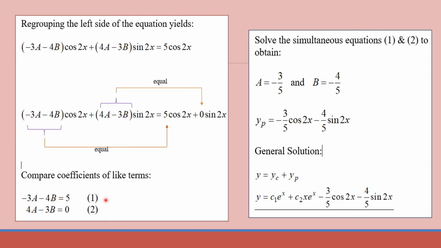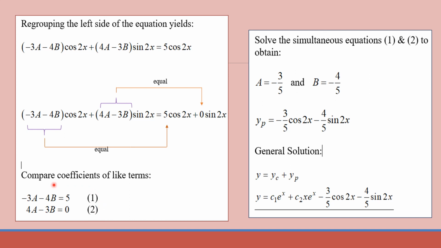I call this equation number 1. On the left side, there is a function sin 2x, and the coefficient of sin 2x is given by 4a minus 3b. On the right side, there is no function involving sin 2x. That means the coefficient of sin 2x is 0. So we equate the coefficient of sin 2x on the left side with the coefficient of sin 2x on the right side. So we get 4a minus 3b equals 0, as shown in number 2.